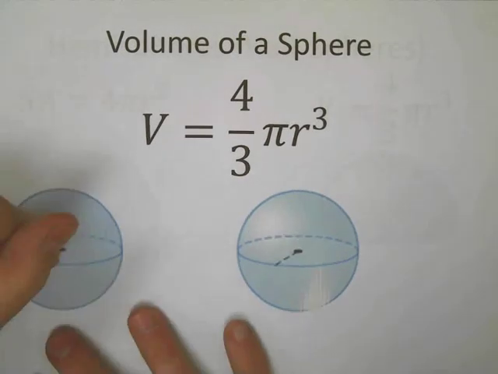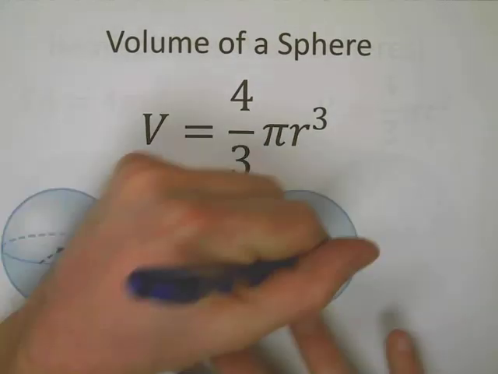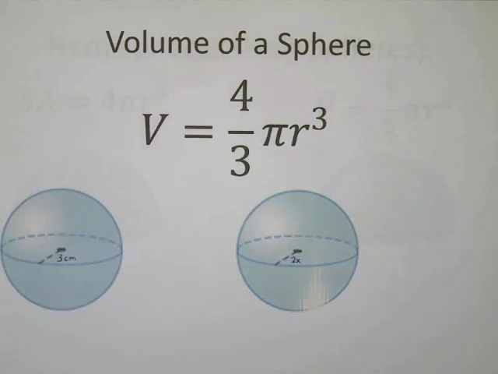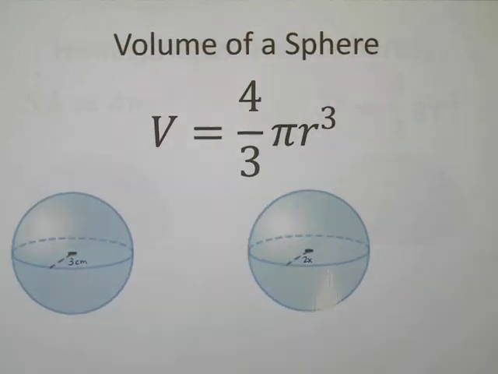So let's go through and let's do the exact same spheres. Okay, here's a sphere with 3 centimeters. Here's a sphere with a radius of 2x. Let's go through and find the volume of these two shapes. How much 3-dimensional space do they take up? The formula for volume is 4/3 pi r cubed.